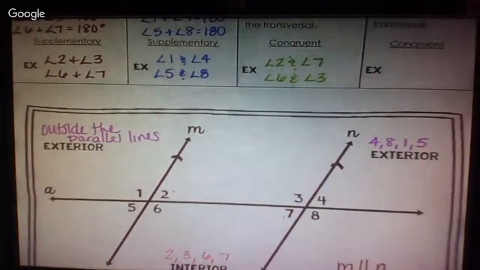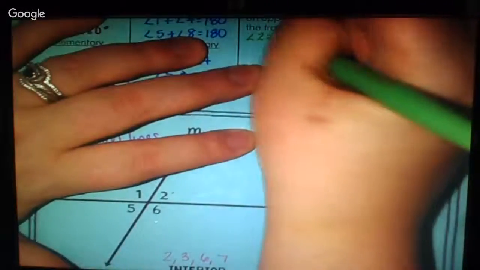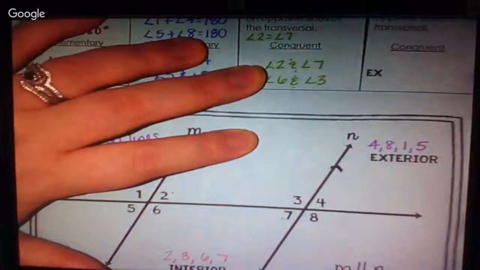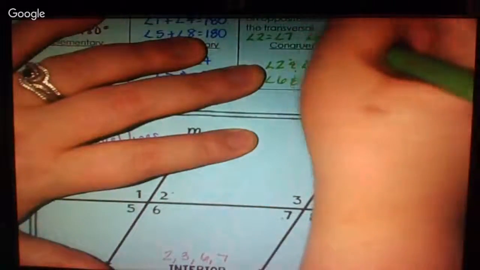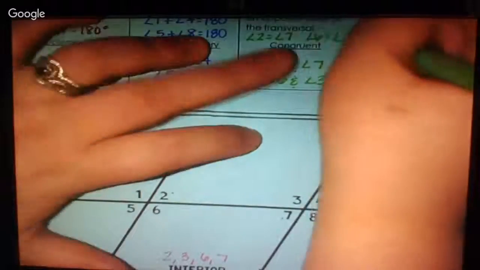No longer am I dealing with same side. So no longer am I supplementary. All of these angles are congruent. So what does that mean? If they're congruent, what does the word mean? They're the same. So if they're congruent, that means angle 2 equals angle 7. Angle 6 equals angle 3.